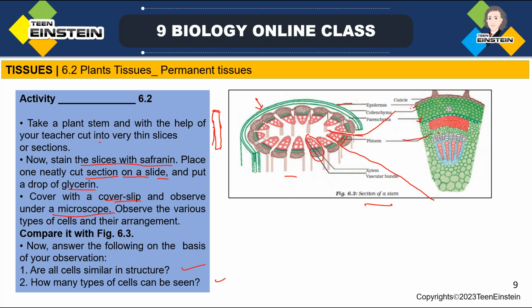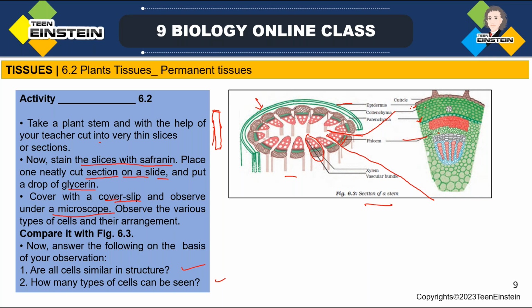Then this is the whole vascular bundle. Okay. In the vascular bundle, you can see xylem and phloem. So that is the section of a stem. You need to draw this and you need to mark like this. Okay. So here, how many types of cells can you see? Just notice this. Here a single layer of structure, you can see cells.